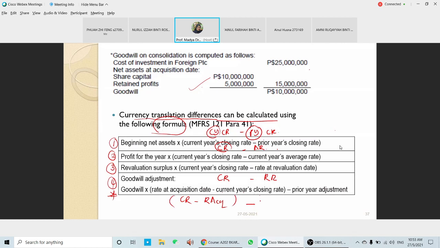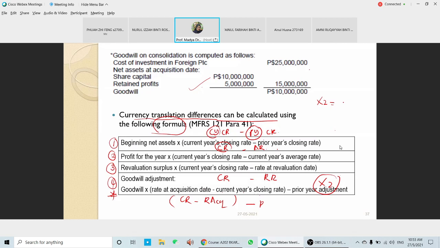Prior year adjustment here means the adjustment in the year X2. Okay, in this example here, it's the adjustment in the year X2. We're going to look at the example, then you will understand this one, and how we're going to calculate based on these 4 items. So if you refer to year X2, we're going to have beginning net asset.